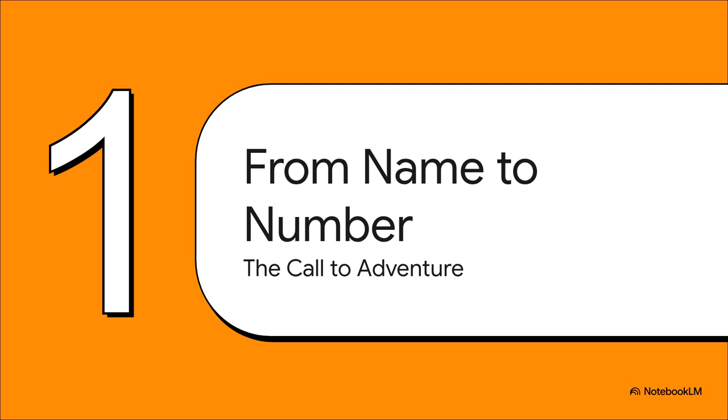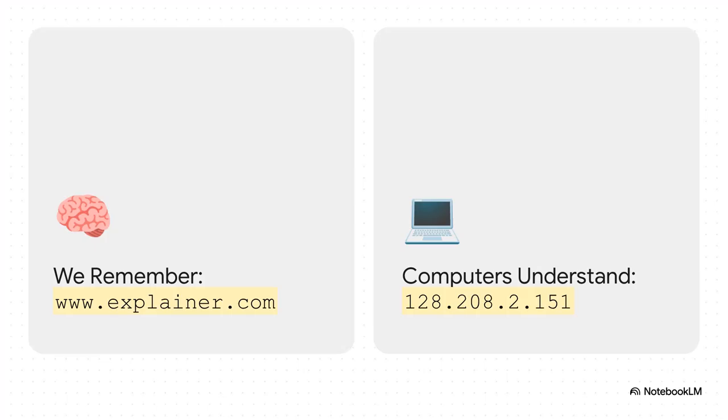So every great adventure has to start somewhere. And for our little piece of data, its first big challenge, its call to adventure, is basically a translation problem. See, before it can even think about starting its journey, it has to know exactly where it's going. And it turns out computers and people speak very, very different languages when it comes to addresses. We humans, we remember nice, easy-to-read names like www.explainer.com.